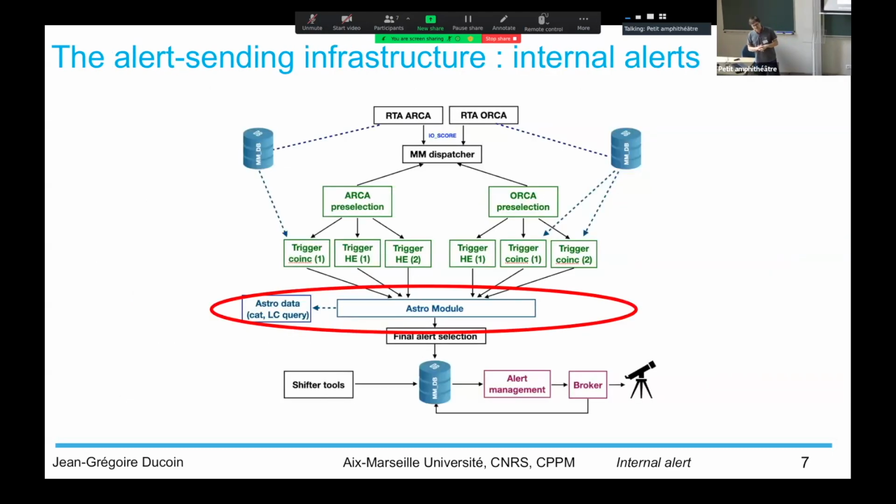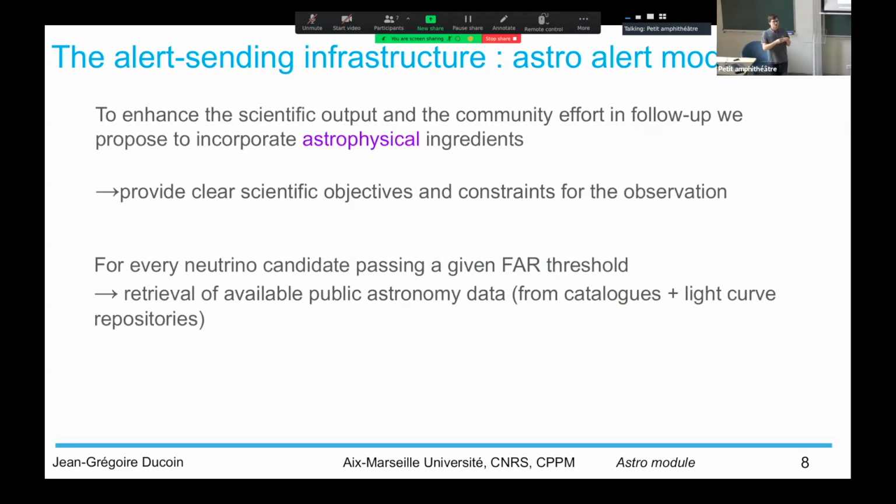Okay, and then the next step in our internal alert system is what we call the Astro module. And I think this is one of the main points of my presentation today, that has been well presented right before: one of the problems with neutrino alerts is that you have a localization, a time of arrival, a probability that this is astrophysical, and basically that's all. If you are like me, someone trying to do some follow-up, it's not a lot of information. In particular, when you have restricted time on your telescope, will you follow something that you have absolutely no clue what it is? I don't know.